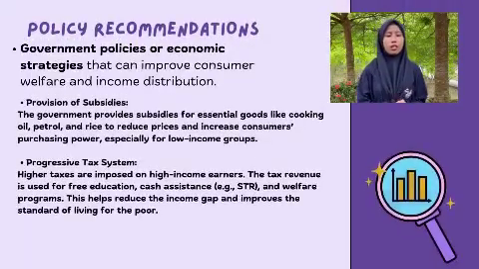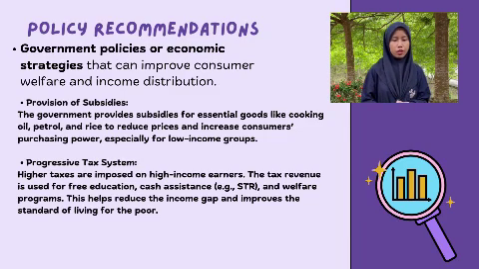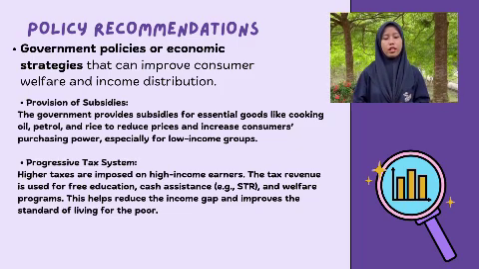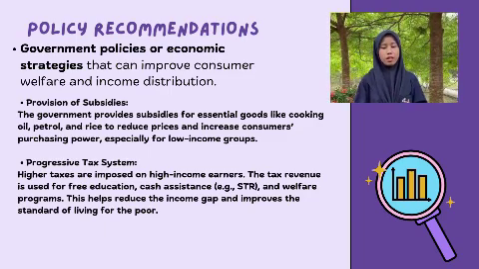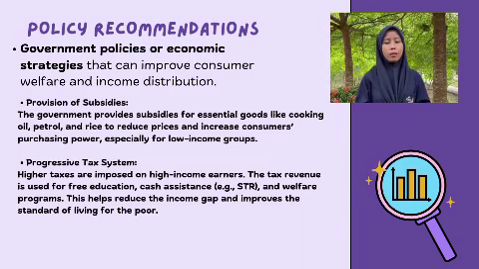Okay, so this is policy recommendation, government policy or economic strategies that can improve consumer welfare and income distribution. Provision of subsidies. The government provides subsidies for essential goods like cooking oil, petrol and rice to reduce prices and increase consumer purchasing power, especially for low-income groups.